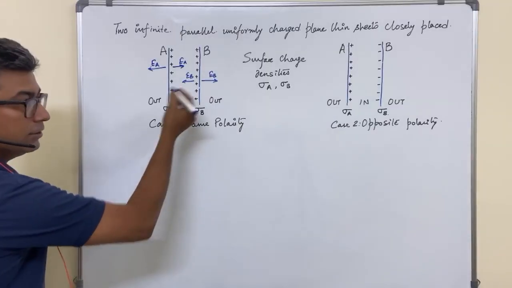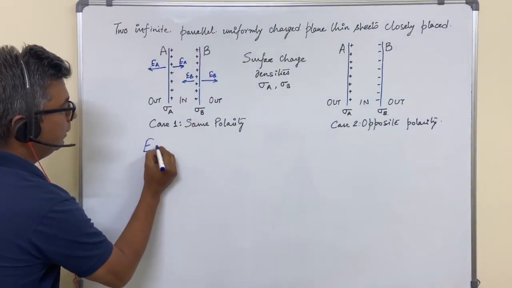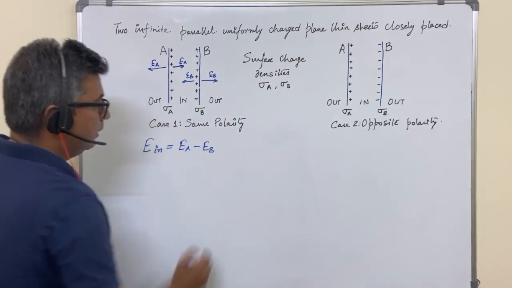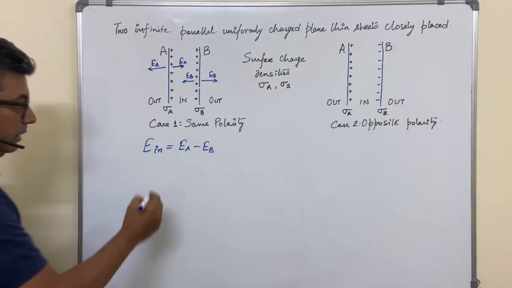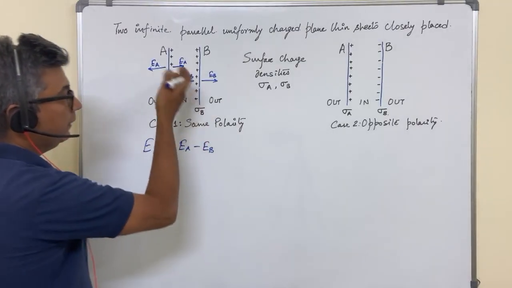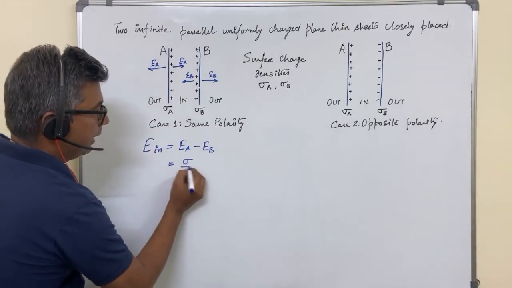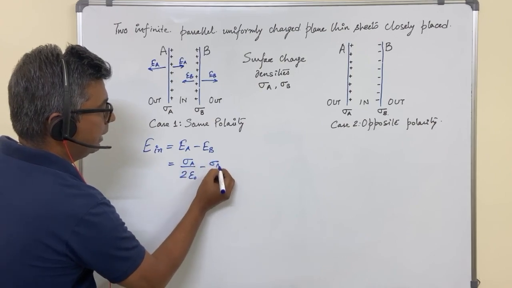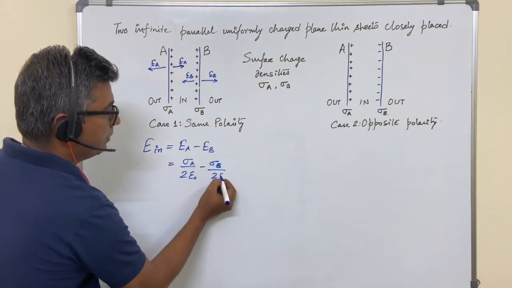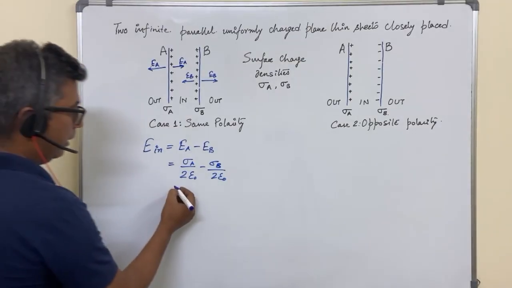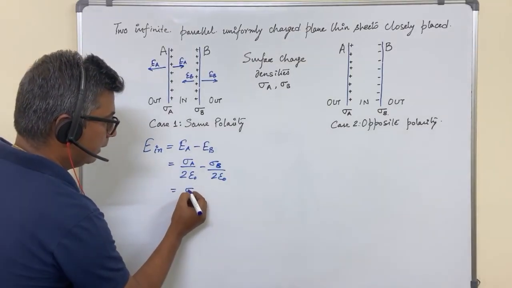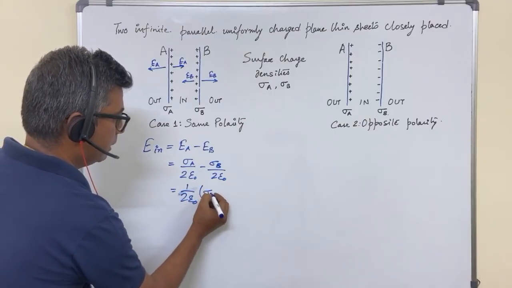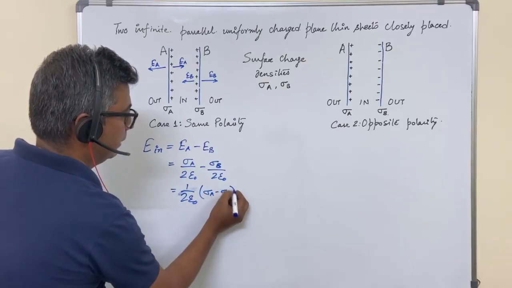Let's take the case inside. E in is equal to, since both are in opposite directions, EA minus EB. Putting in the values directly, we have sigma A by 2 epsilon naught minus sigma B by 2 epsilon naught. The net that we get is 1 by 2 epsilon naught times sigma A minus sigma B.